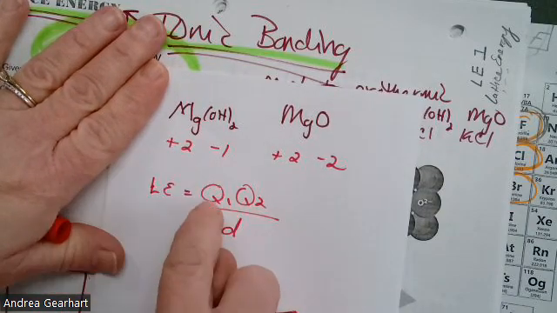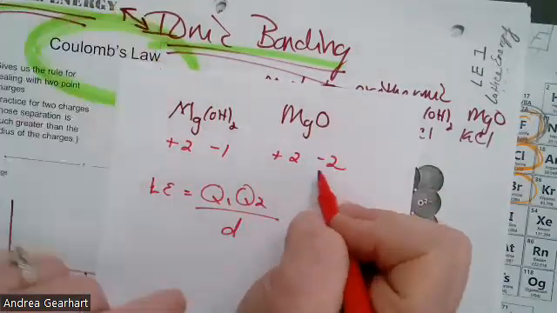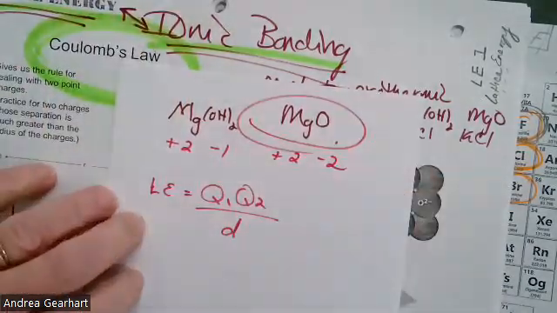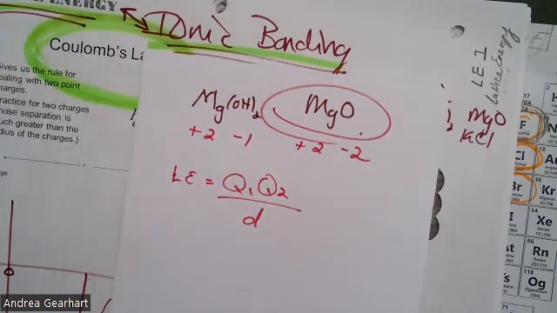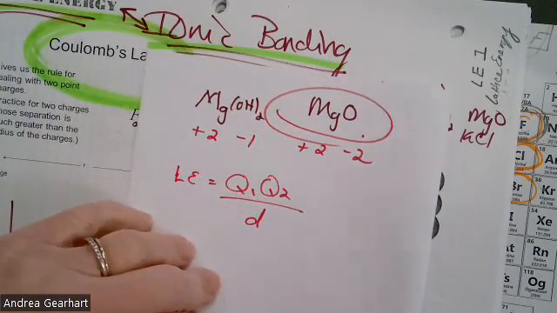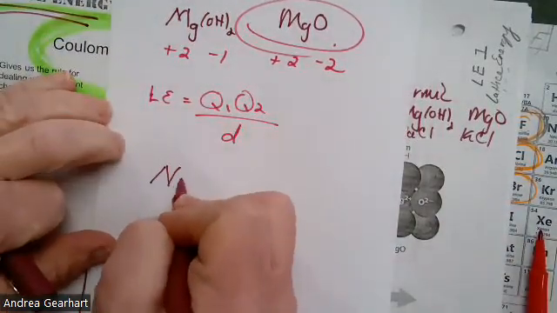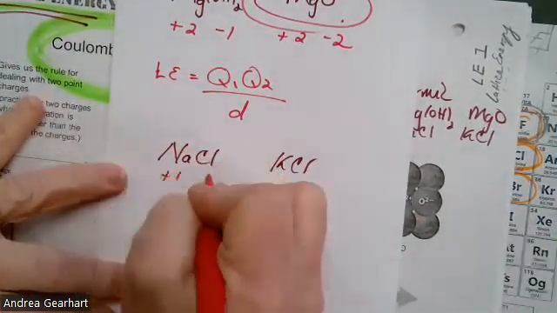My numerator here is +2. My numerator here is 4. So this, because it has oxide versus hydroxide, will have relatively double the lattice energy. So if there's a difference in the magnitude of charges, but in sodium chloride and potassium chloride, nope. Check charges first.